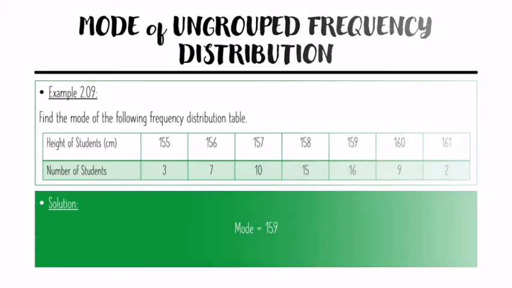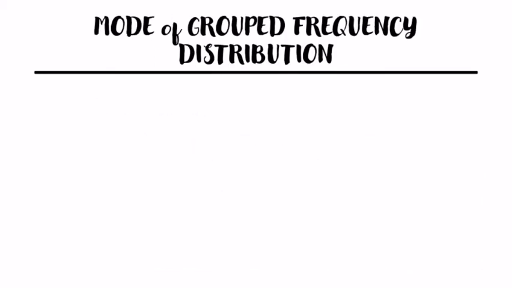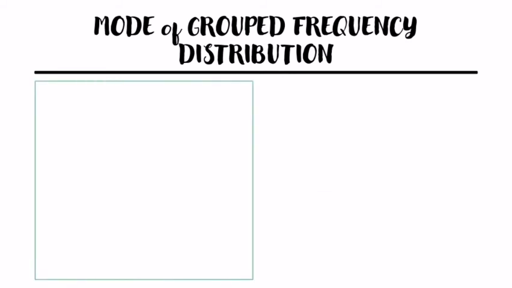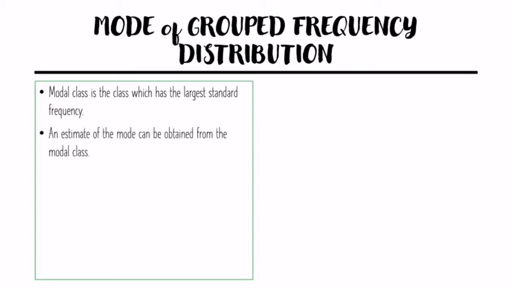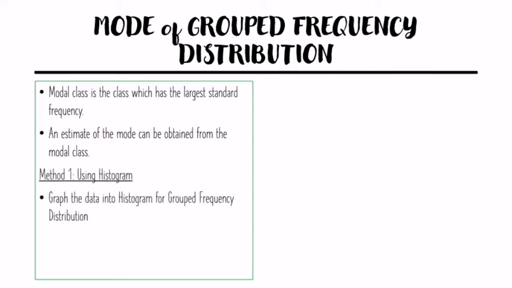Okay, so now we are going to see the mode for a grouped frequency distribution. In a grouped frequency distribution, we have something called the modal class. The modal class is the class which has the largest frequency. An estimate of the mode can be obtained from the modal class. There are two methods. First, you use the histogram. You draw the histogram and look at the rectangular bars, and the one with the highest bar is the modal class.